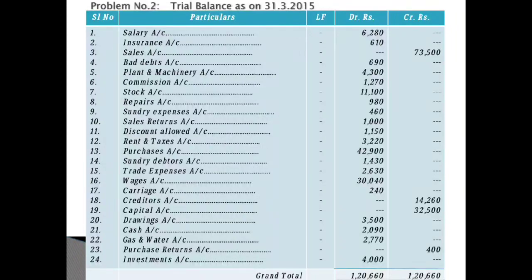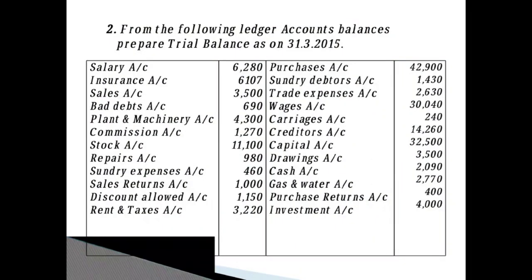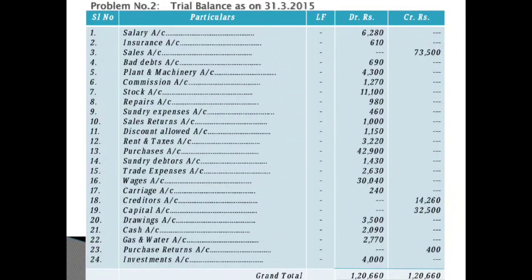Okay, and next you have the 23rd, purchase returns account 400. Now we have returned the goods, right? So which shows credit balance for us, which you are going to record in the credit column. The 23rd we have recorded, see, purchase returns account, credit column, rupees 400.